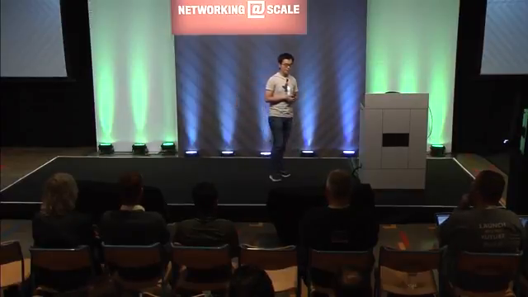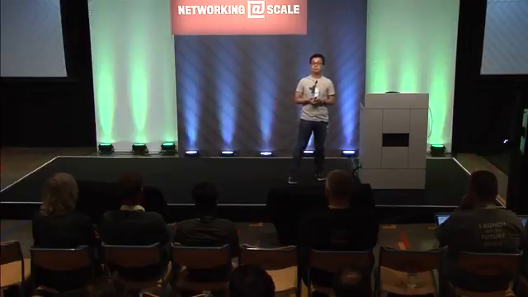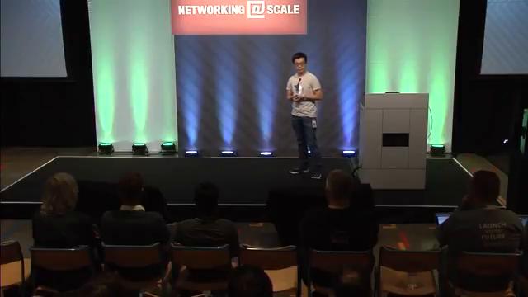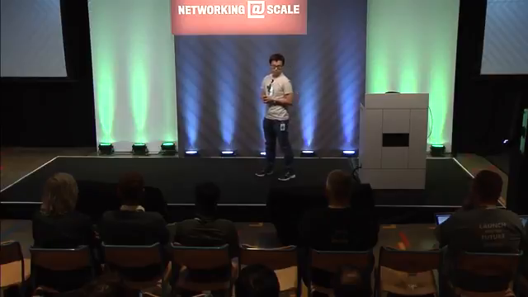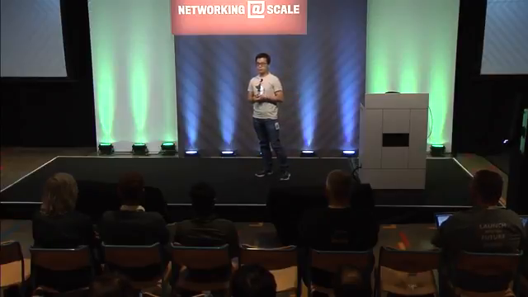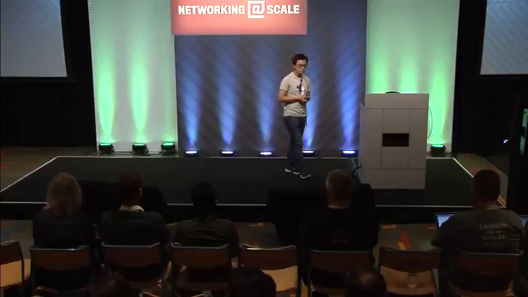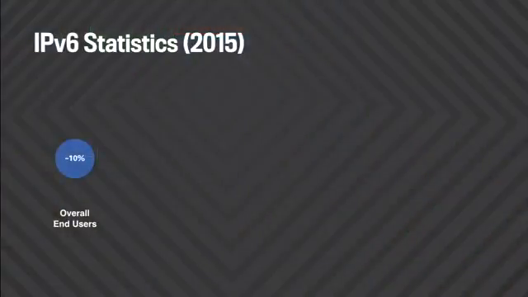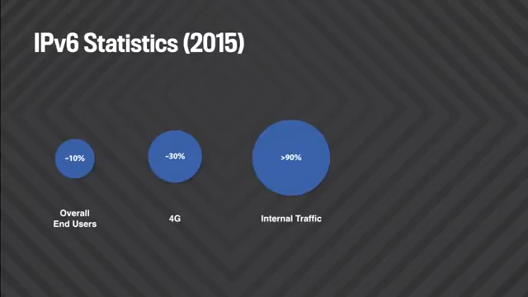So I took a look at the V6 statistics we got to try to get a sense of how many end users are talking to us in V6. The data I'm going to show you is the data I captured in 2015 when I started looking at that problem. We had about 10% of end users talking to us in V6. If we only look at 4G, we had about 30%. Of course, for internal traffic, we are about 100% V6 only.